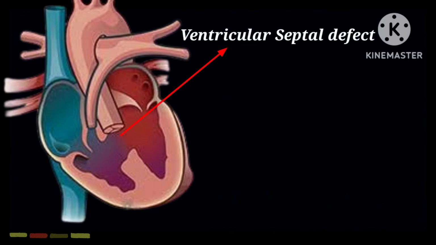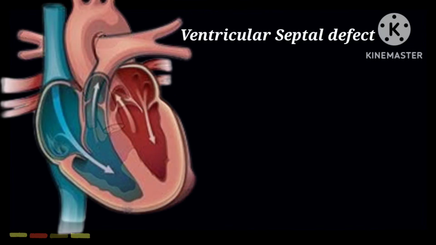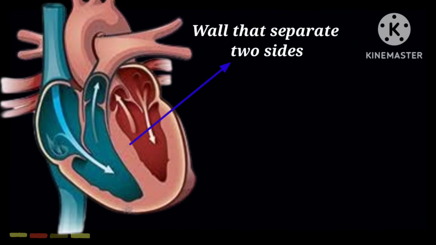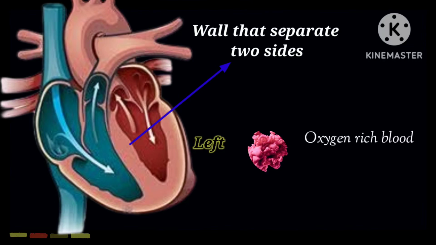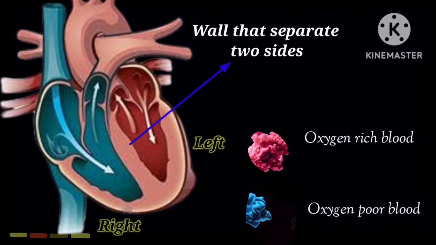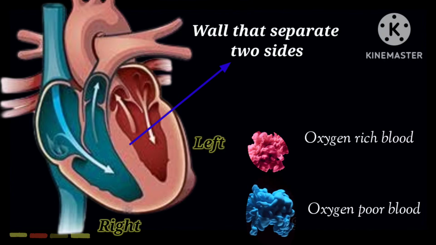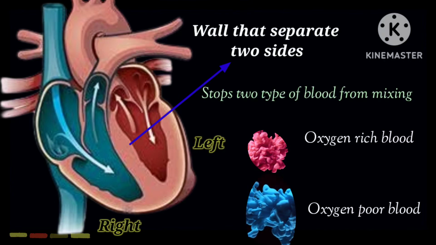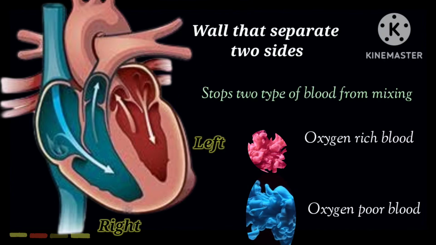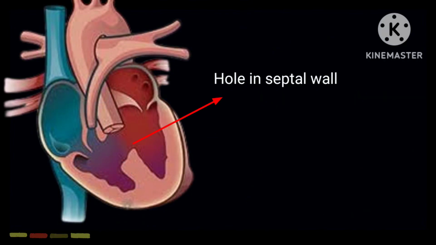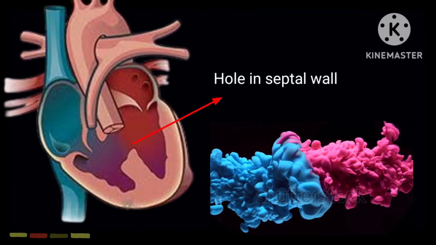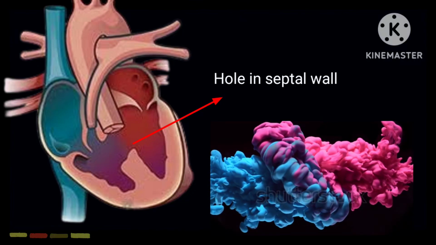Ventricular septal defect. The ventricular septum is a wall in the heart that separates the two sides. The bottom left side of the heart, which stores oxygen-rich blood, and the bottom right side of the heart, which stores oxygen-poor blood. The septal wall stops the two types of blood from mixing. A ventricular septal defect is a hole in the septum wall which causes mixing of oxygen-rich blood and oxygen-poor blood.